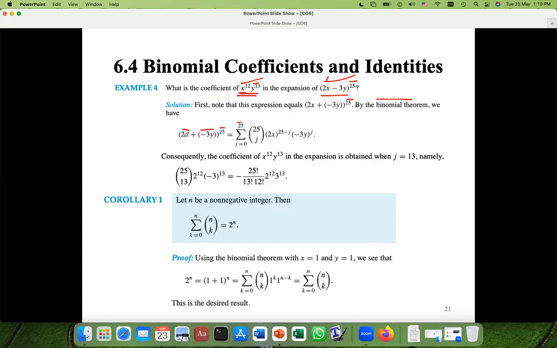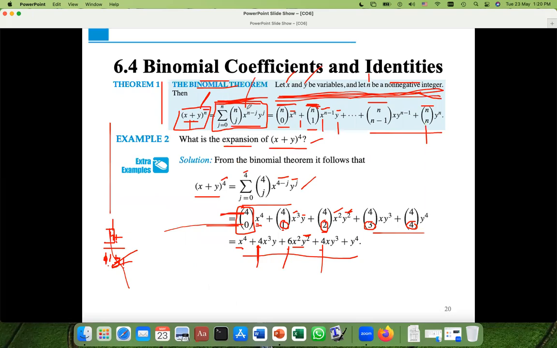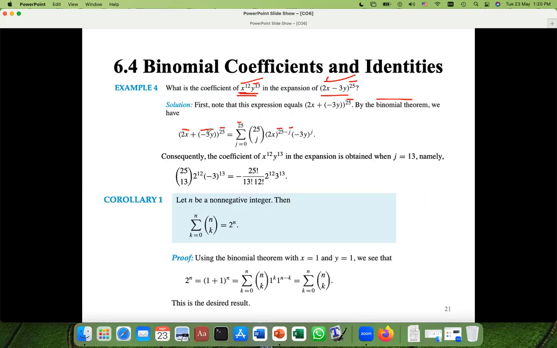And then this is my x, 2x raised power n minus j. N is 25, so n minus j. And then y^j, where y is this complete thing, minus 3y raised power j. Now this is that form.